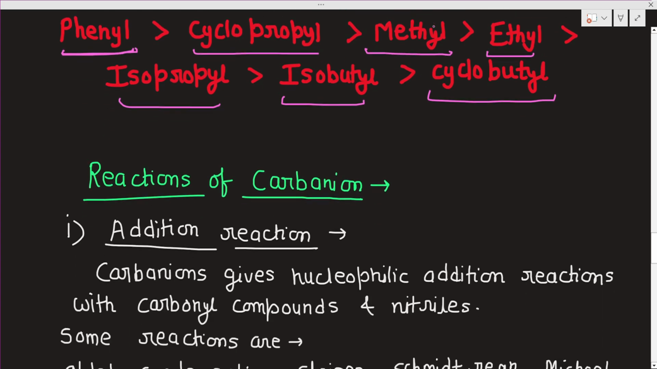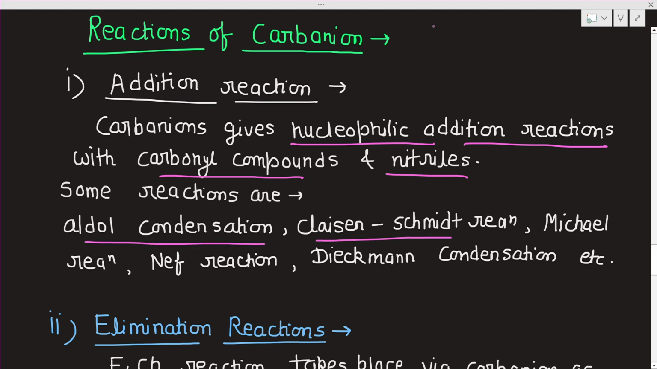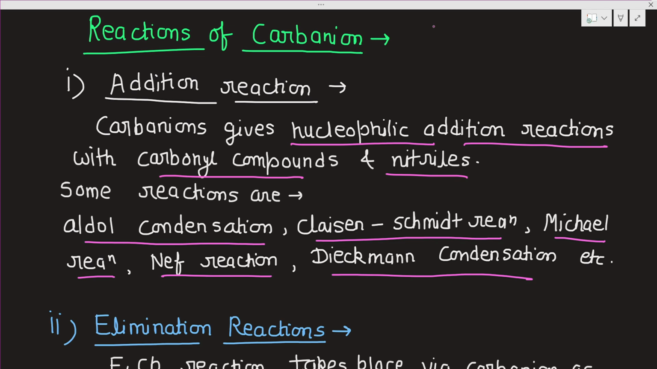Now come to the reactions of carbanions. First type of reaction is addition reaction. Carbanions give nucleophilic addition reaction with the carbonyl compounds and with the nitriles. Some of the reactions you have already studied. I have made videos on aldol condensation, Claisen-Schmidt reaction, Michael reaction, Knoevenagel reaction, Dieckmann condensation. These all are examples of nucleophilic addition reactions that are given by the carbanion as intermediate.